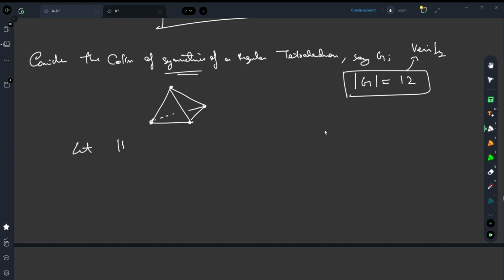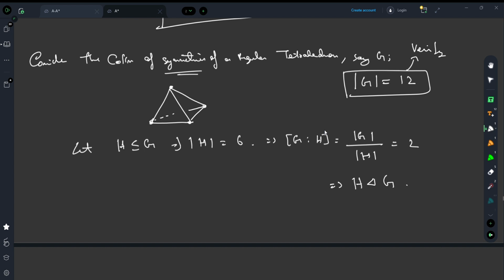Let H be a subgroup of G such that the order of H is 6. Now 6 is clearly a factor of 12, right? But if the order of H is 6, then that precisely means that the index of H in G, which by Lagrange's theorem is the order of G by the order of H, must be 2. So this readily implies that H must be a normal subgroup of G. And if H is a normal subgroup of G, then we can define the quotient group. The quotient group precisely has 2 elements, so it is isomorphic to Z2.